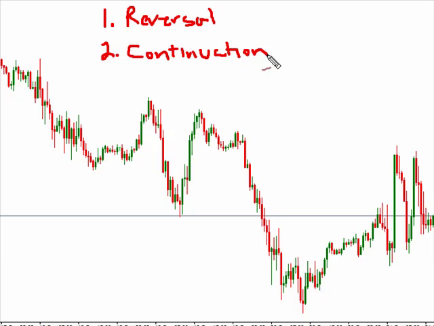Now, it should be fairly obvious what each one of these does. The one reverses the direction of the trend, and the other continues the direction of the trend once it's made its pattern. Regardless of whether it is a continuation or a reversal pattern, these patterns are based off of two things. One, the trend, and two, support or resistance.